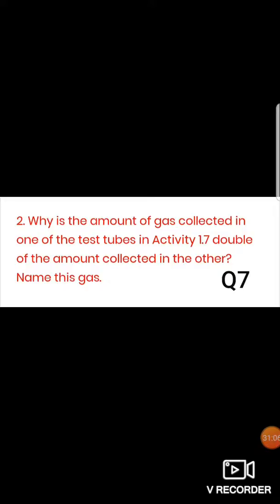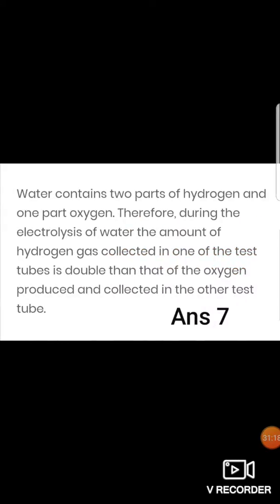Why is the amount of gas collected in one of the test tubes in Activity 1.7 double the amount collected in the other? Name the gas. Water contains 2 parts of hydrogen and 1 part oxygen. Therefore, during the electrolysis of water, the amount of hydrogen gas collected in one of the test tubes is double that of the oxygen produced and collected in the other test tube.